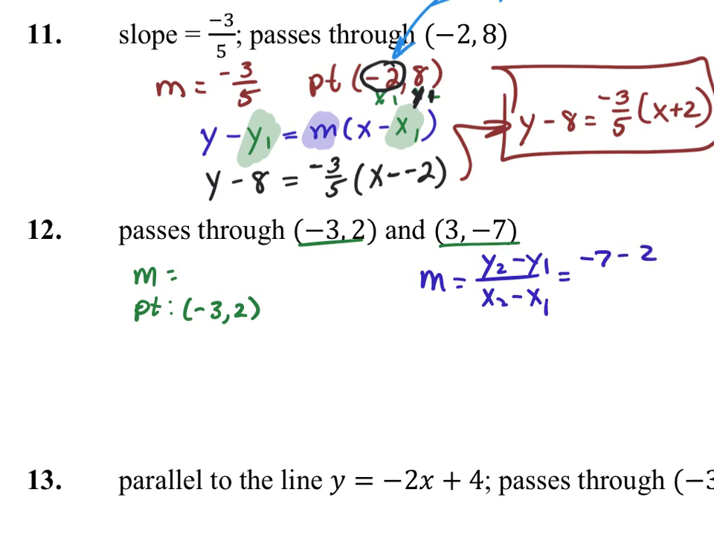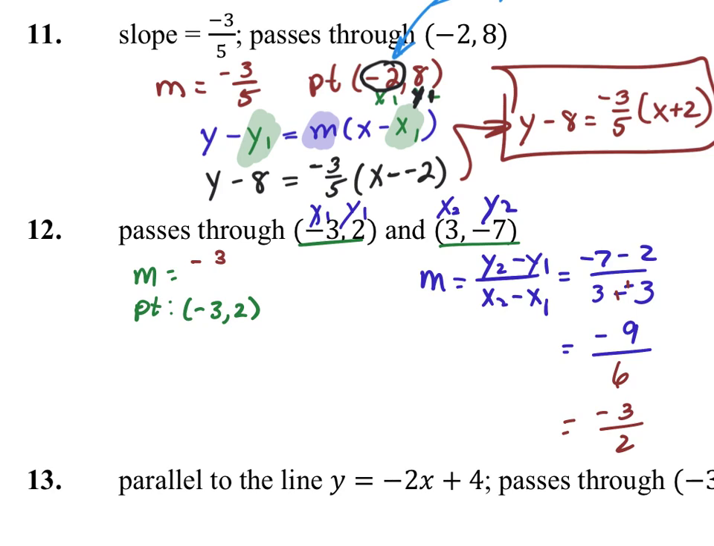Negative 7 minus 2 over 3 minus negative 3. Remember, x1, y1, x2, y2. Let's see, negative 9 on top. Double negative is going to make it a 6 on the bottom. Now, top and bottom are both divisible by 3, so our slope comes out to negative 3 halves.